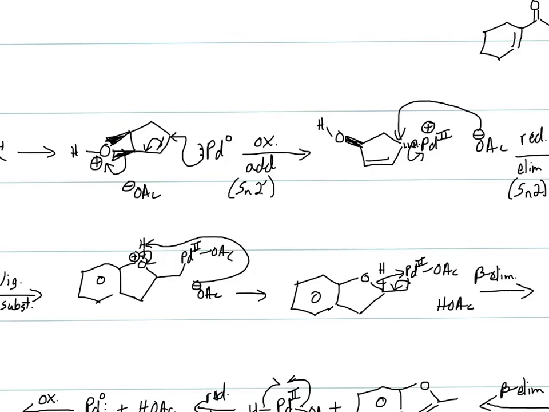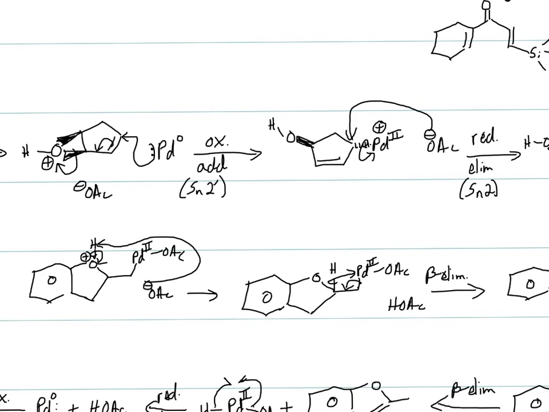Yes? Can you make the acetate group first? So the O acetate group's not that good of a nucleophile, right? Yeah, you can, because of resonance. No. Nope, we start out with acetic acid. Acetic acid is just there to protonate it.